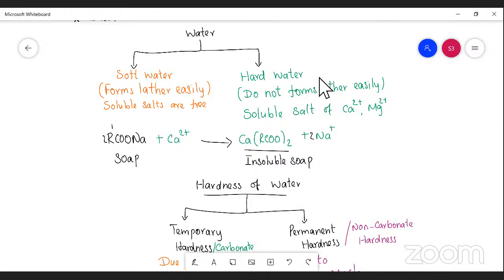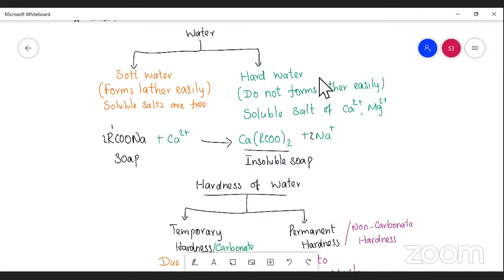Now, what is the formula for washing soda? Na2CO3. Sodium carbonate. Okay. Baking soda? NaHCO3, sodium bicarbonate. Sodium bicarbonate and tartaric acid together are nothing but baking powder.